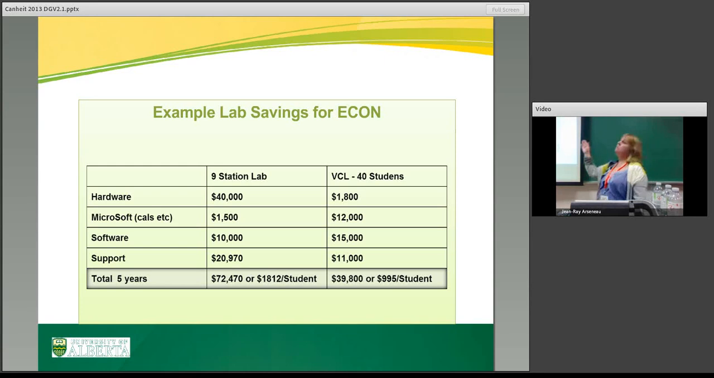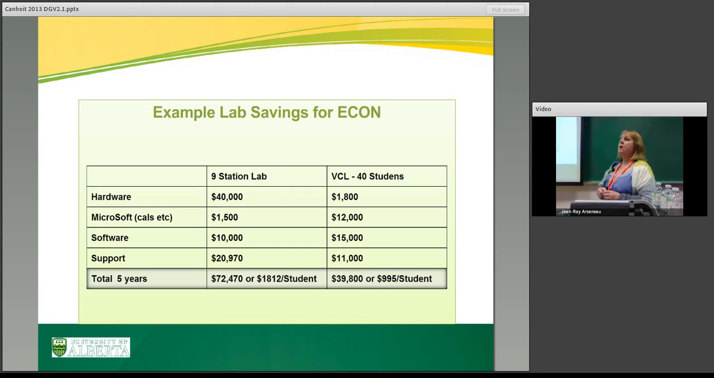It was a very small lab, 9 computers in the lab. And we looked at, well, what if we evergreen that hardware? It would cost us $40,000 to evergreen that hardware every 5 years. So it's based on a 5-year cycle. We looked at the Microsoft PALs and things that we would need to run for the images. We put that in there.